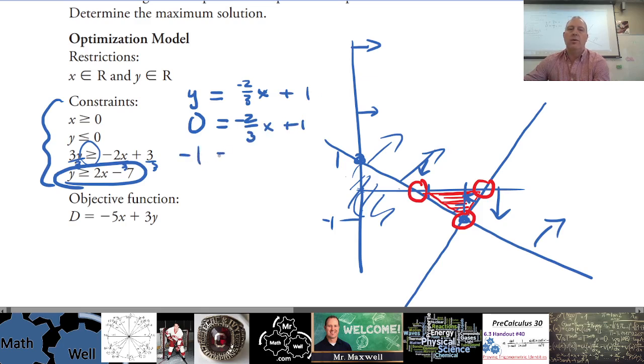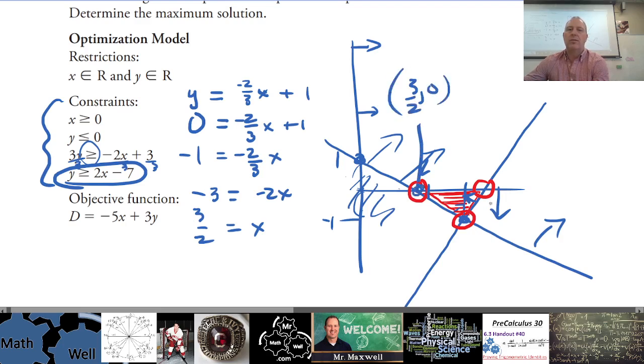Okay, negative 1 equals negative 2 over 3x, times 3, that's negative 3 equals negative 2x. Divide by negative 2, I get 3 over 2 equals x, positive. So this is 3 over 2 comma 0. That's this point. Okay? Everybody got that? Is that good? That's how I get my first x-intercept.